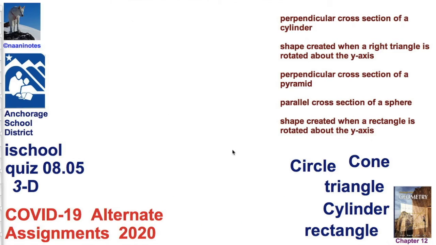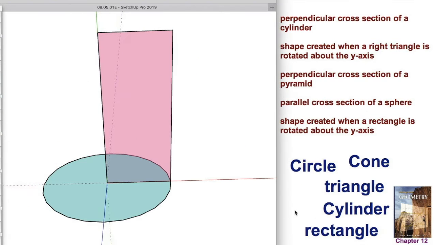Let's see, we've got one more before we move on. And this is what happens when we take a rectangle and we revolve it around the y-axis. Again, it was very presumptuous of the author that one of the sides of the rectangle was actually on the y-axis.